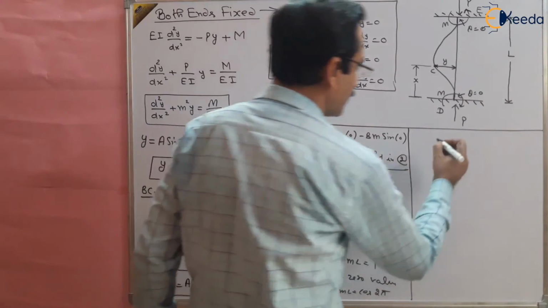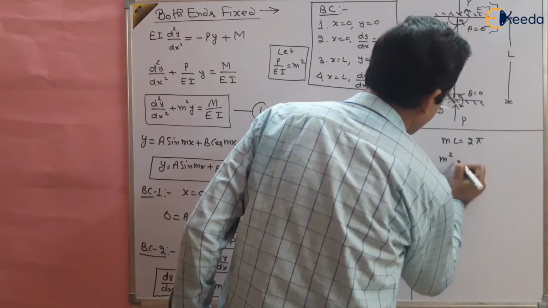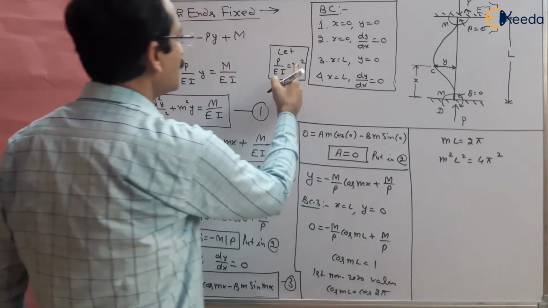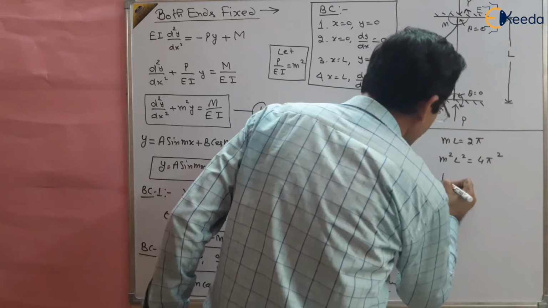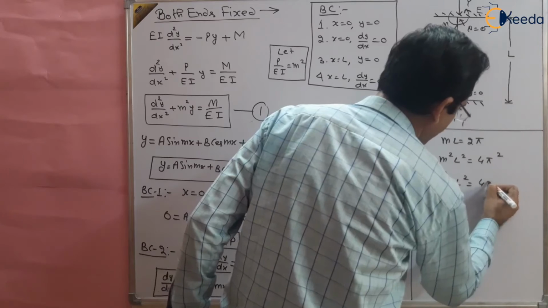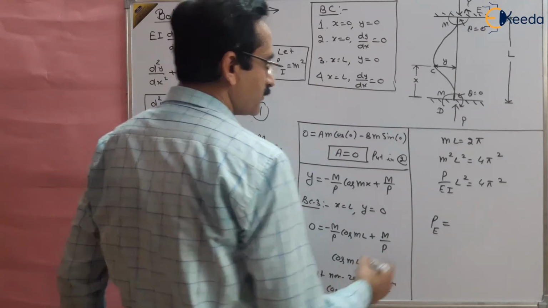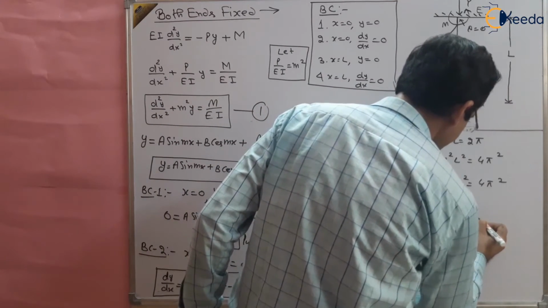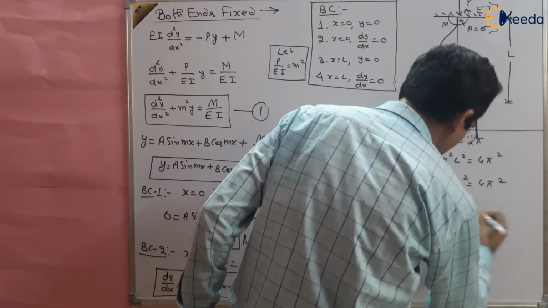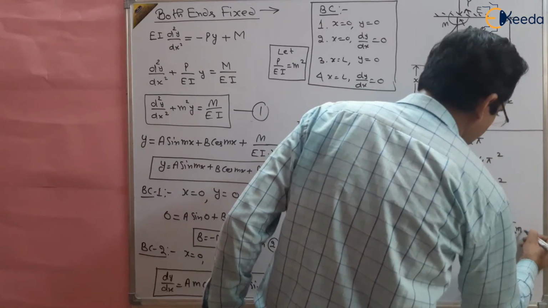So from here you will get ml will be equal to 2 pi, or m square L square will be equal to 4 pi square. M square we know, p by EI. Put here p by EI L square will be equal to 4 pi square. From here you will get the Euler's load as 4 pi square EI upon L square. So this is the Euler's load, and this is very important, you have to remember it.